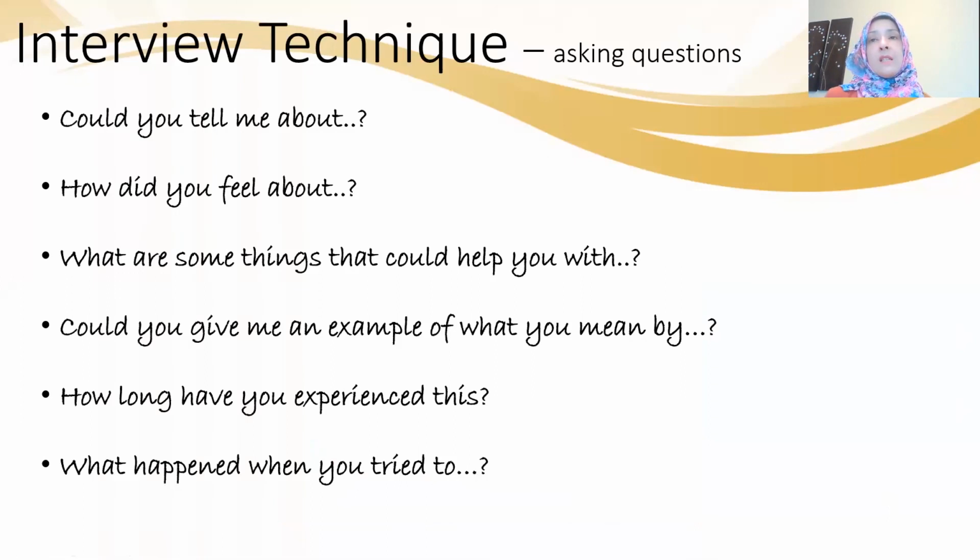Moving on now to the interview technique. Firstly, let's look at asking questions. So you'll see here that these interview questions are all very open-ended, which means that they don't need a yes or no answer. And this is important because it provides the applicant time and space to be able to really describe their situation. And that in turn allows the caseworker to gain an understanding of the situation that they are in.